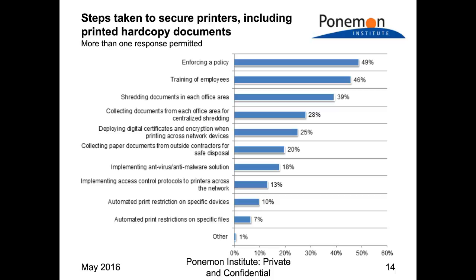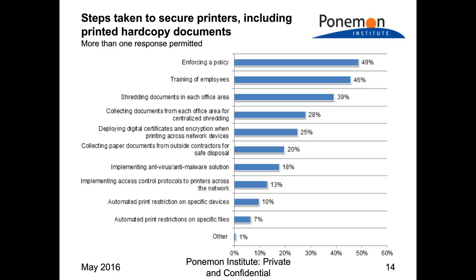Okay, so what are the steps taken to secure printers, including printer hard copy documents? Number 1 at 49%. And by the way, respondents were given more than one response here, so it adds up to a number much larger than 100%. So enforcing the policy, number 1. Training employees. Training is a big deal here. Shredding documents in each office area. Collecting documents from each office area for centralized shredding.